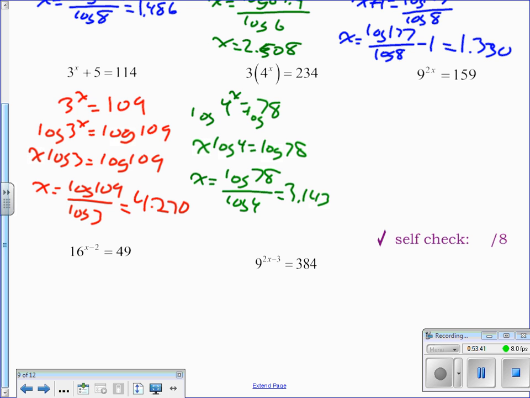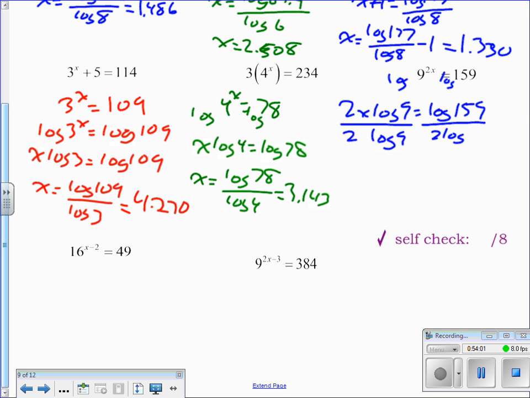Next one, log of both sides. So I get log, bring down the 2x, log of 9 is equal to the log of 159. Divide both sides by 2 log 9. X equals log of 159 divided by 2 log 9. Log of 159, execute, divide by 2, execute, divide by log of 9, execute. 1.535. And if you're close to that on the number, that last decimal, if you're close, that's fine.